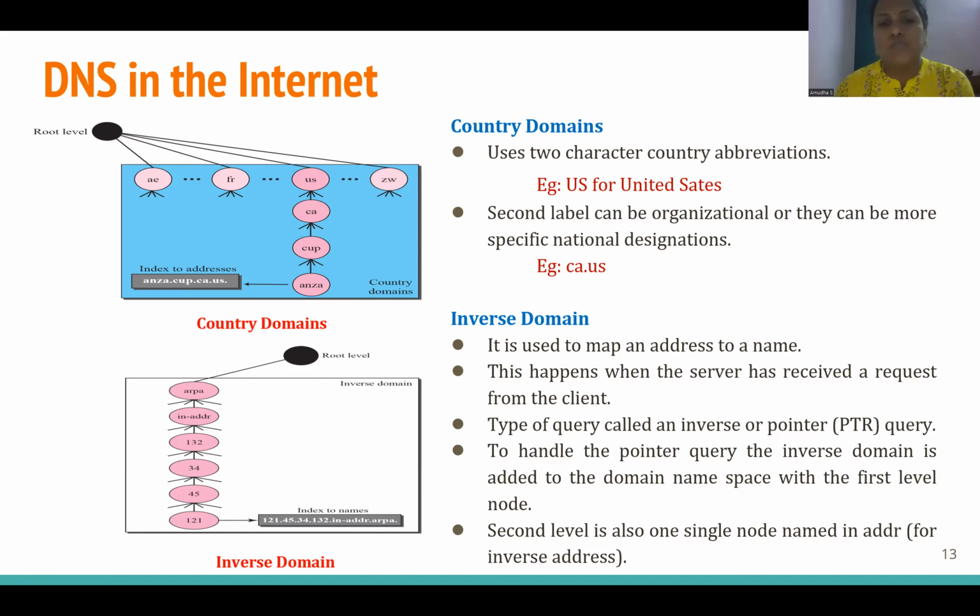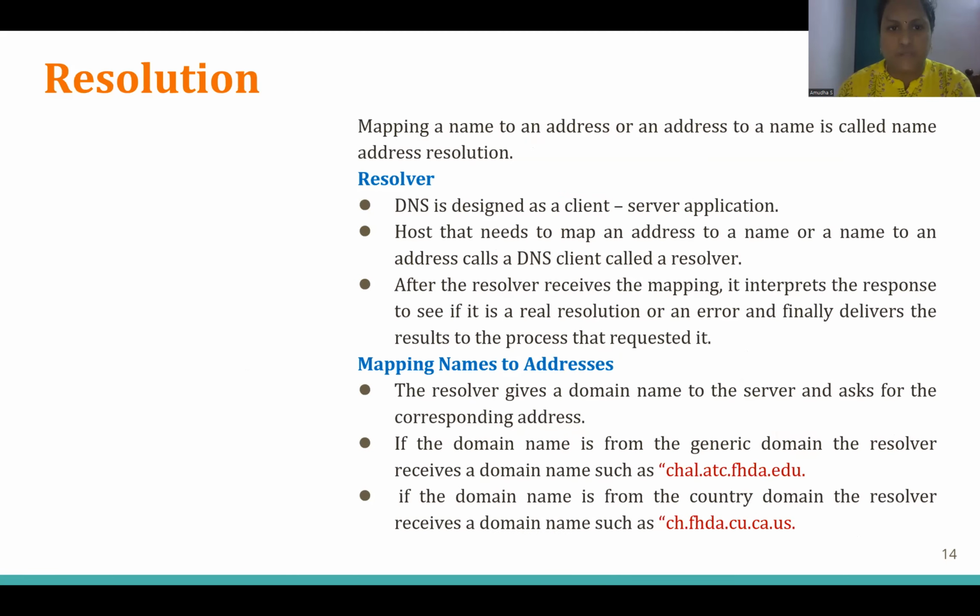Inverse domain is used to map an address to a name. This happens when the server has received a request from a client of a type called an inverse or pointer query. To handle the pointer query, the inverse domain is added to the domain namespace. So these are the basics of the DNS introduction.